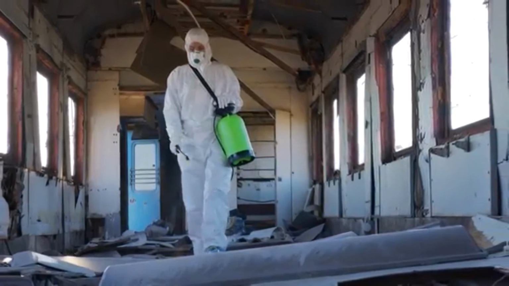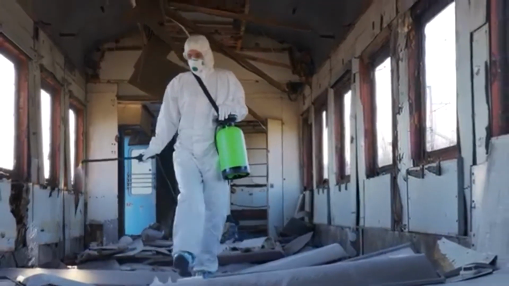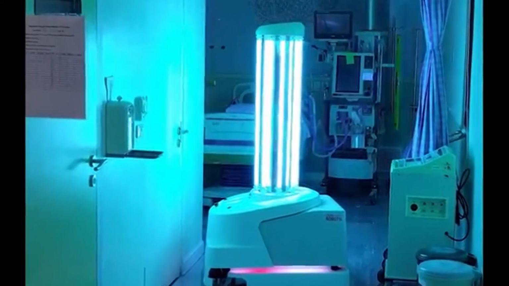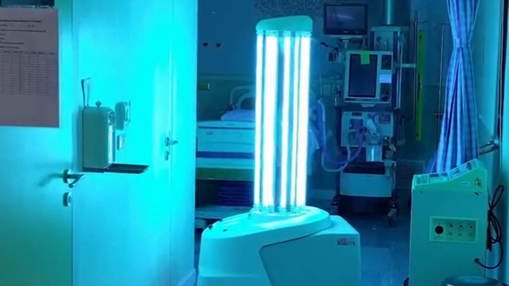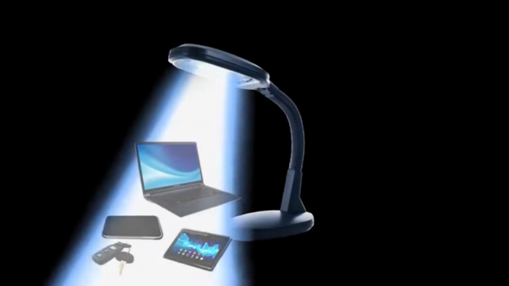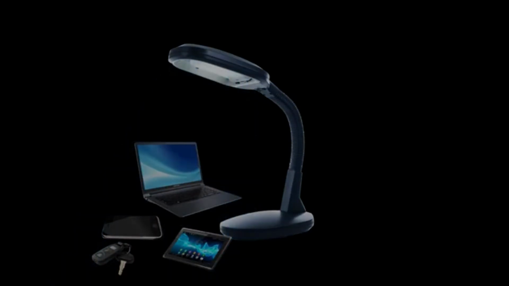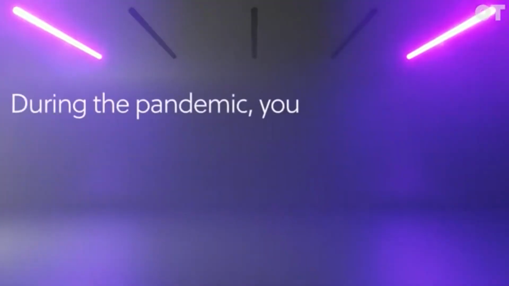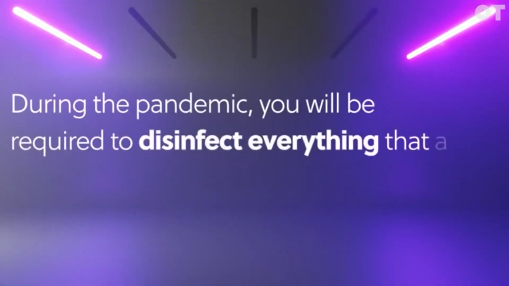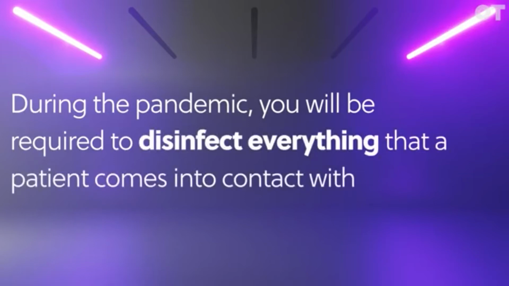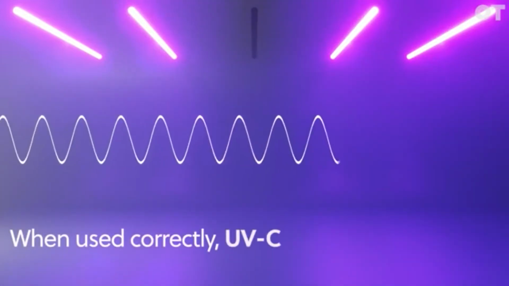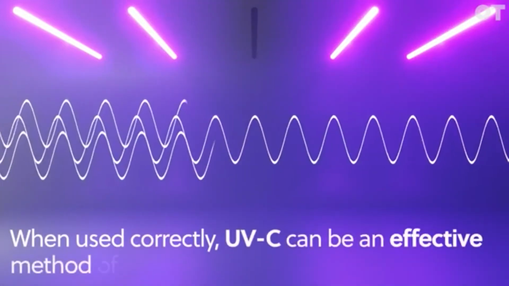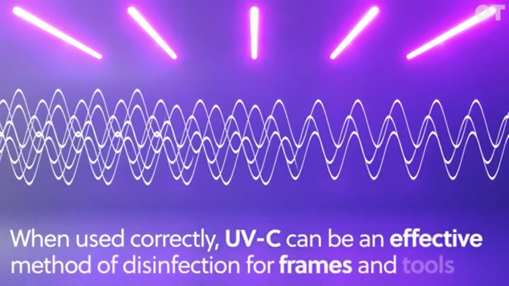Best practices. Unlike liquid cleaning agents, no contact with the surface or device is required when sanitizing with UVC light. There is no downtime after sterilization. The area or equipment can be used immediately after disinfection. UVC Disinfection Guide. During the pandemic, you will be required to disinfect everything that a patient comes into contact with. When used correctly, UVC can be an effective method of disinfection for frames and tools.